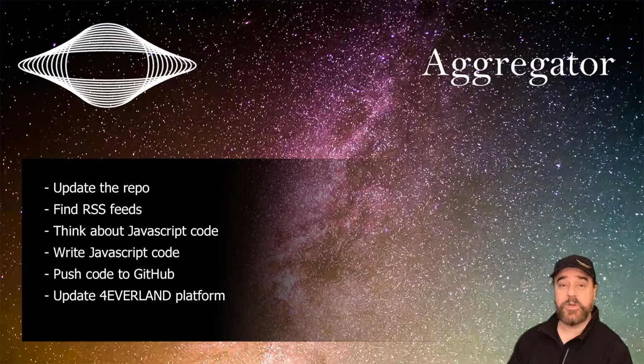Just like in episode 2, we need to stay on track, and the best way to do that is to create a plan. Today's plan is to update the repo, find RSS feeds, think about the JavaScript code, write the JavaScript code, push the code to GitHub, and update the Foreverland platform. Let's start.